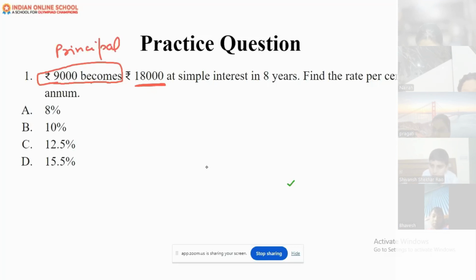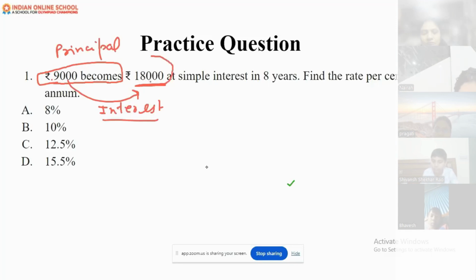No. See, I think Yojit has answered interest. This is not interest because this 9,000 has become 18,000. Why does it become this? Because we have gained some interest. That is why this money has increased from 9,000 to 18,000. So that means it has to be amount. Ma'am, I said amount.